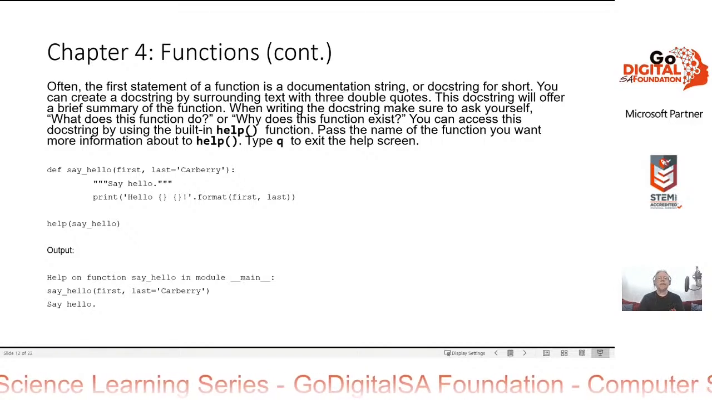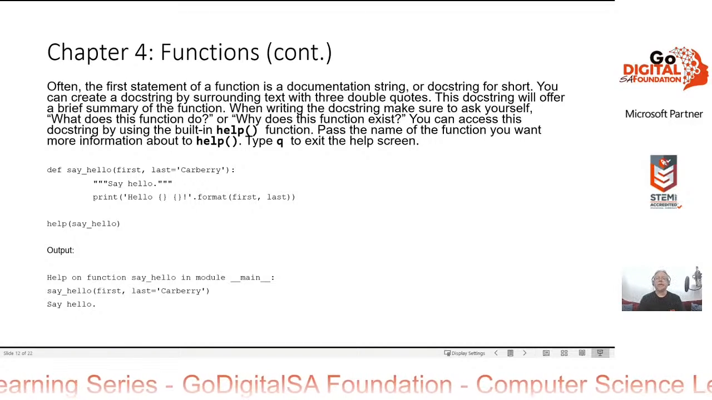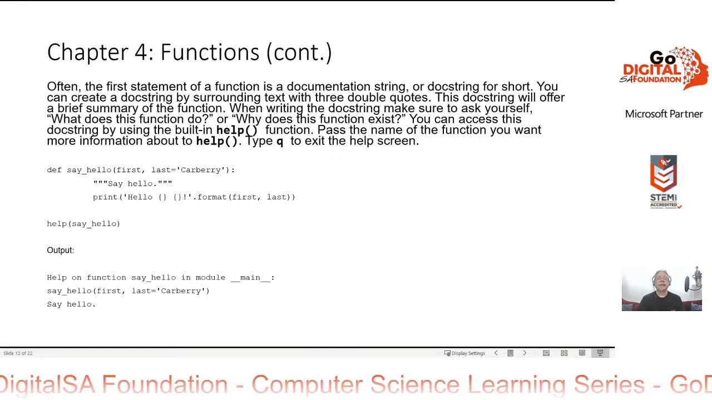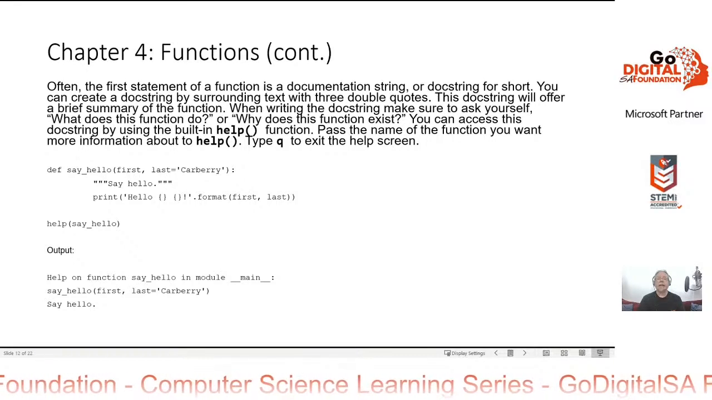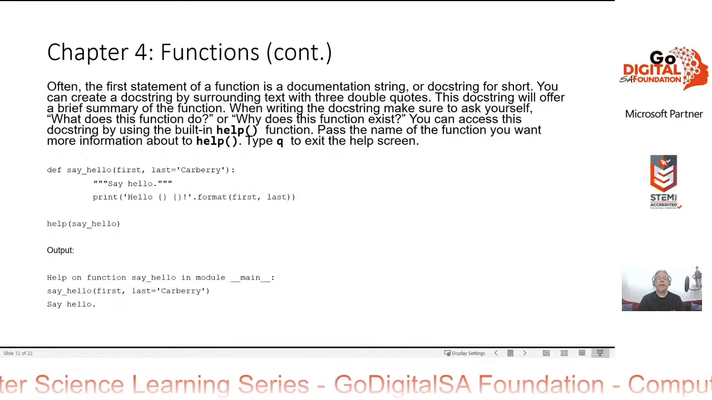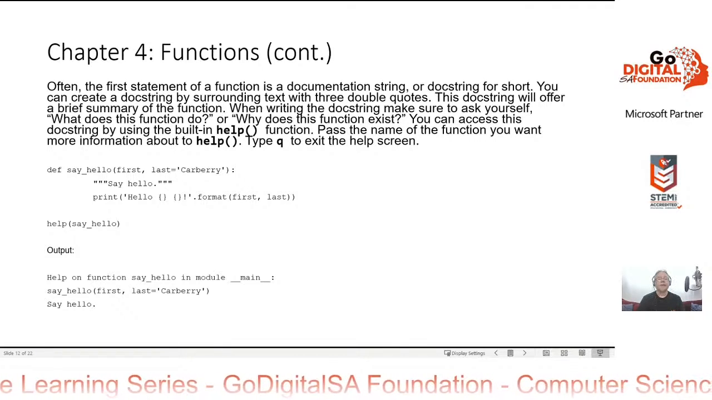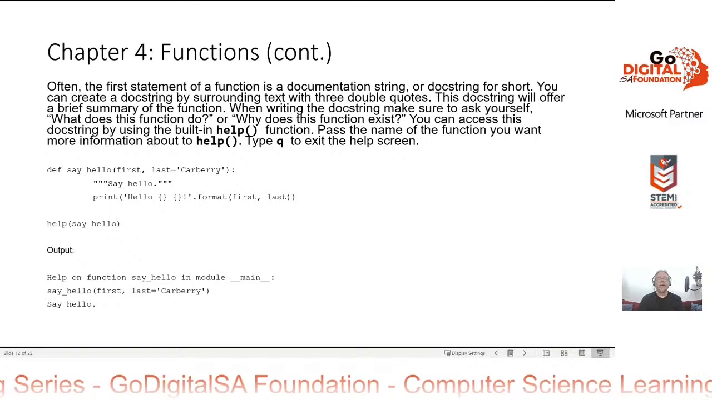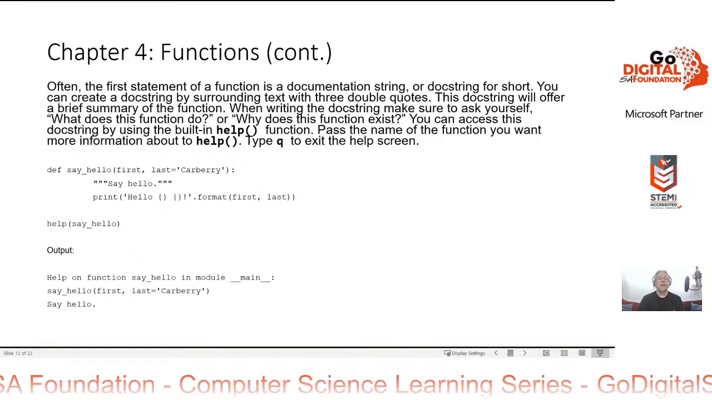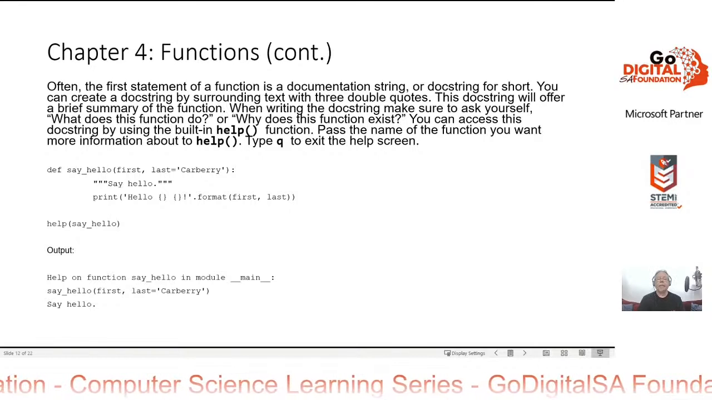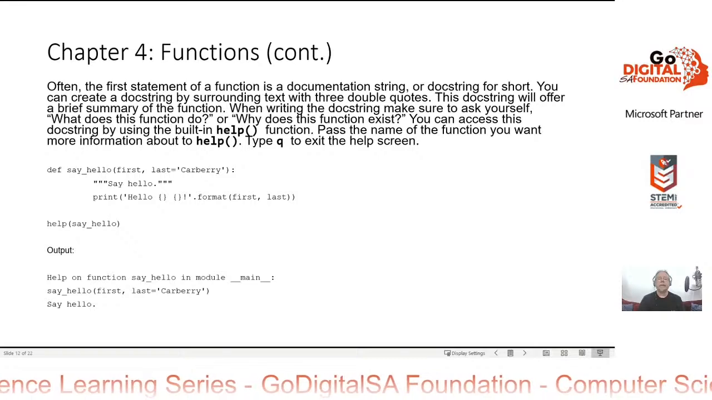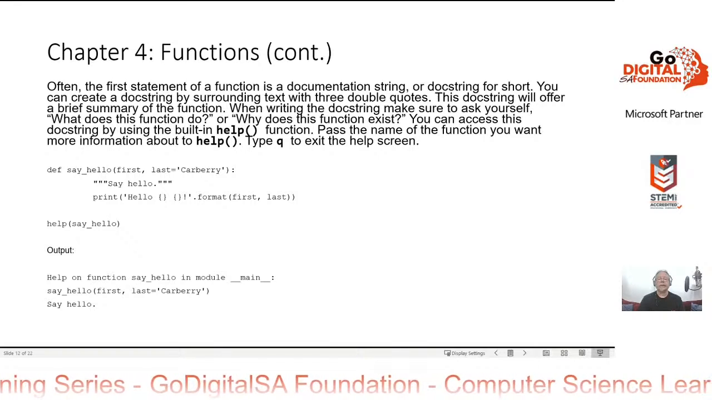Often the first statement of a function is a documentation string, or docstring for short. You can create a docstring by surrounding text with 3 double quotes. This docstring will offer a brief summary of the function. When writing the docstring, make sure you ask yourself, what does this function do, or why does this function exist? You can access this docstring by using the built-in help function. Pass the name of the function you want more information about to help. Type Q to exit the help screen.